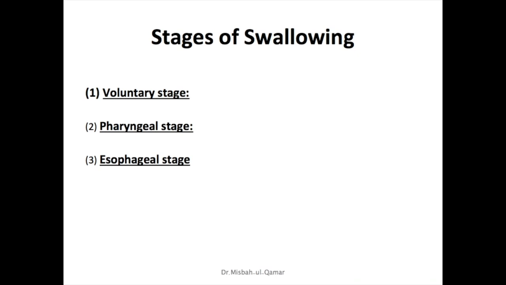Swallowing can be divided into three stages. Only the first stage, which initiates the swallowing process, is voluntary. So the next two, of course, are involuntary. And among the involuntary ones, the pharyngeal stage passes the food through the pharynx into the esophagus, and the esophageal one transports food from there to the stomach.